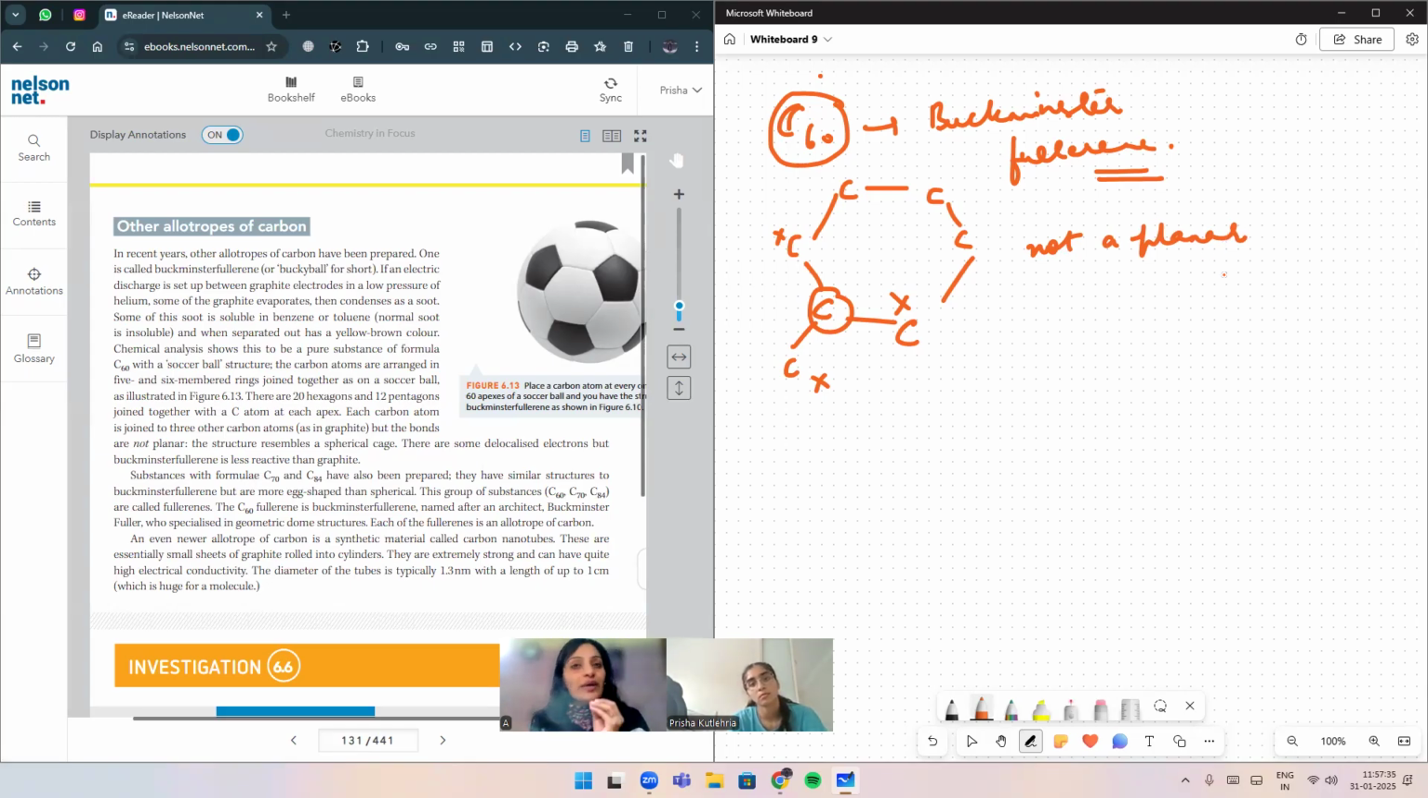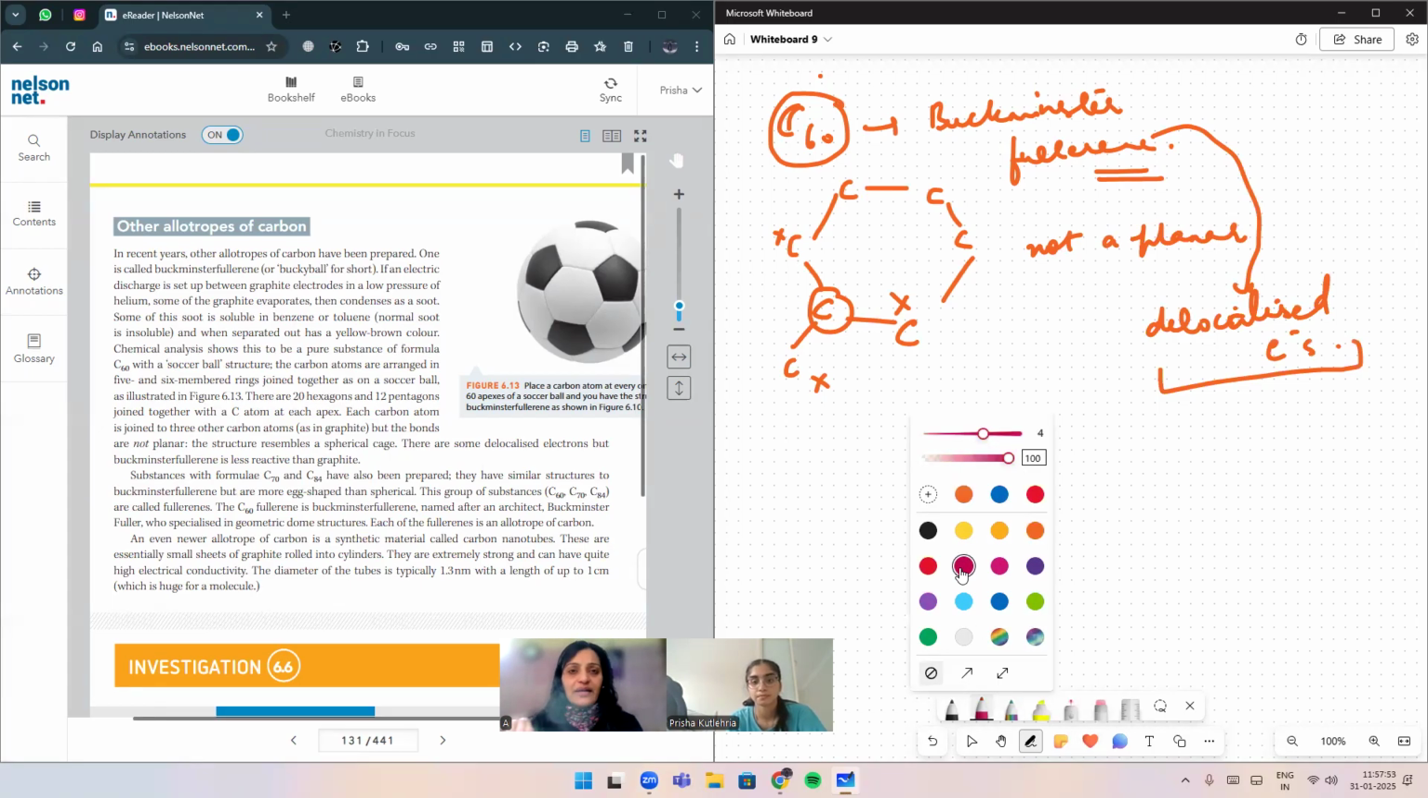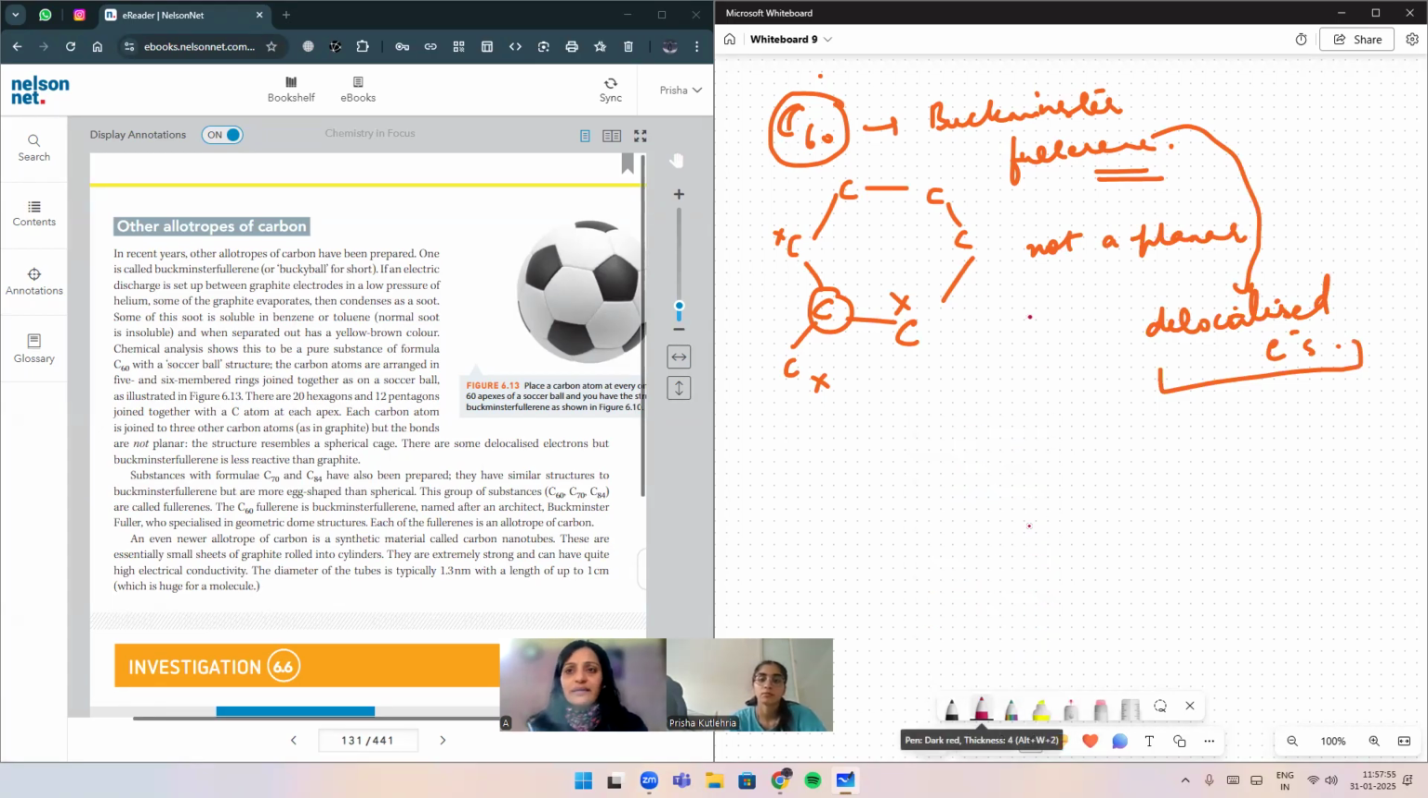So here we have delocalized electrons. Remember that Buckminster fullerene has delocalized electrons. I hope you remember the concept of delocalized electrons. What were they actually? Delocalized electrons, what do you mean by that? Is it when the electrons are coming out, there's like an extra one, so it helps in electrical conductivity? Yep. You are correct. So be confident about that.